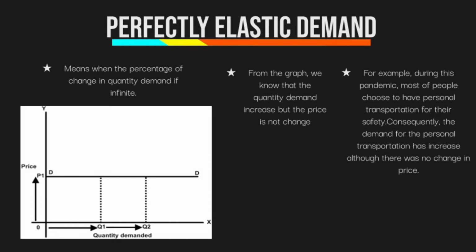Perfectly elastic demand means the percentage change in quantity demanded is infinite. From the graph, we know that the quantity demanded increases, but the price does not change. For example, during this pandemic, most people chose to have personal transportation for their safety. Consequently, the demand for personal transportation has increased, although there was no change in market price.